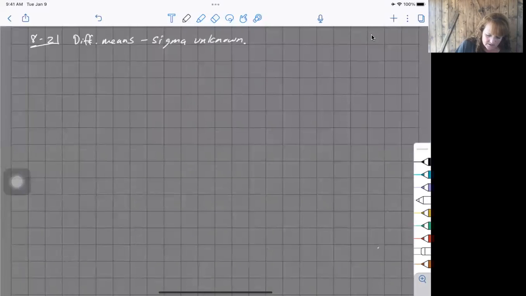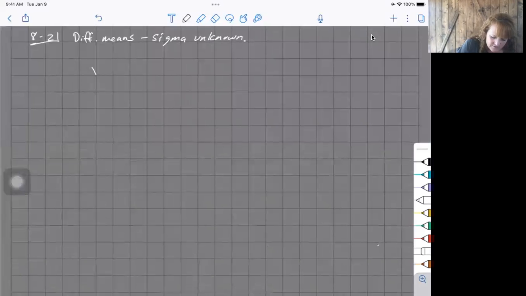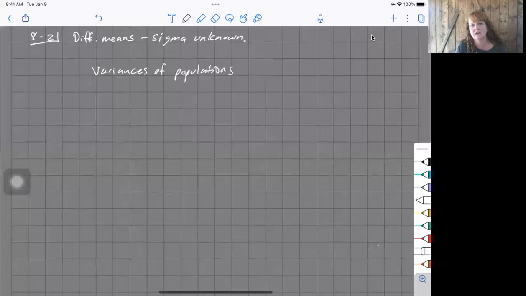There's a little bit of new vocab in this section. One is if the variances of the populations, and remember that's the square of the standard deviation. That's this. Okay, that's the variance. If the variances of the populations are equal, so we've got these two samples, if the problem says the variances are equal, that means that the data is pooled.